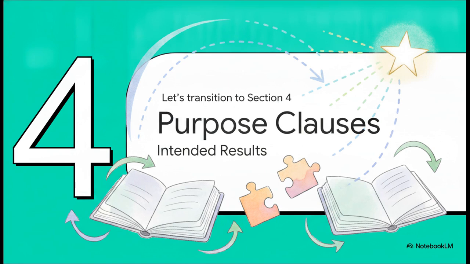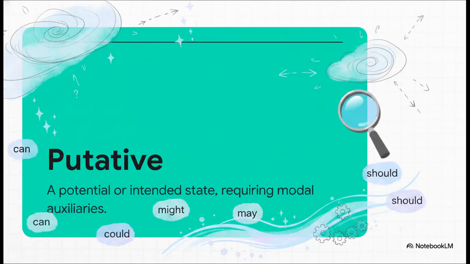Section 4. Expression of purpose, intended results, and finality. So the crucial point is understanding this word right here, putative. Purpose clauses describe intended results, not hard facts. They describe a potential state or a desired outcome that hasn't actually happened yet. And because it's only potential, English grammar dictates that you absolutely must use a modal auxiliary in a finite purpose clause. That's the secret key.